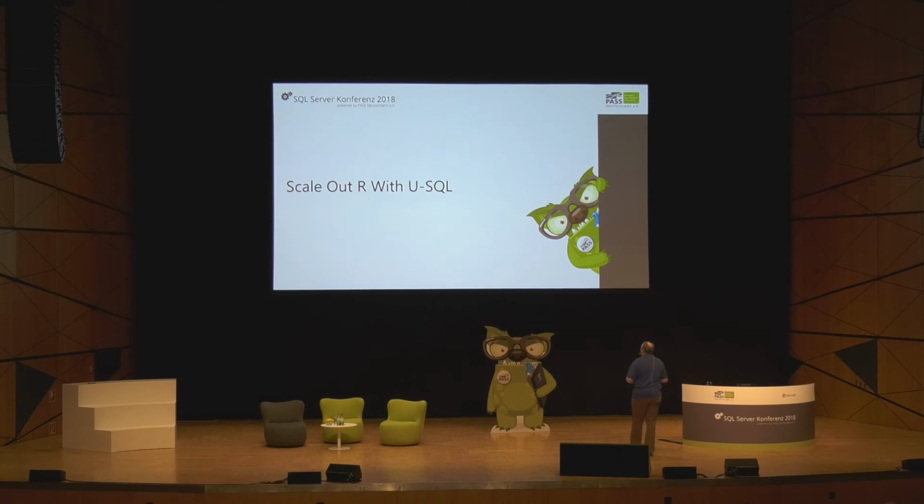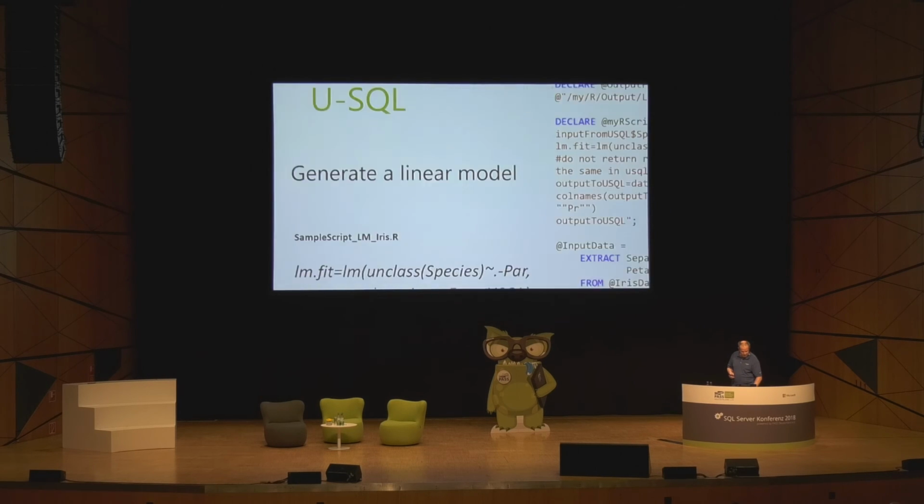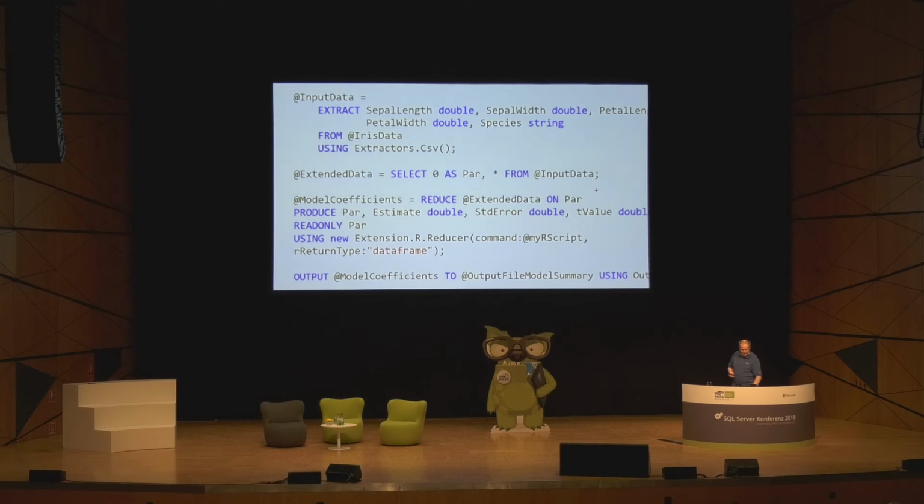So the same happens with R. Now, in R, the interesting part is that you can use this to both generate a model as well as apply a model. Now, generating a model is a little bit problematic in the sense that normally when you do a model creation, it requires that you see all the input data. So what happens is, and I'll show you that at the bottom there, you basically have a single constant, 0 here, as the partition key.